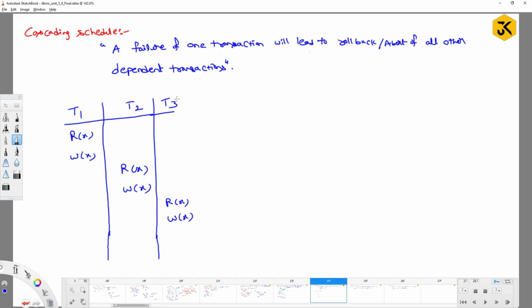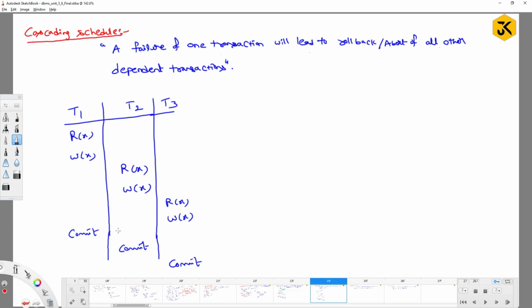Right? T3 is dependent completely on T2. So can I make commit at the end? Right? Now I can make the T2 commit here. I can make the T1 commit here. Is it a recoverable schedule? Yes. Right? It is a recoverable schedule, and also I can call it a cascading schedule.